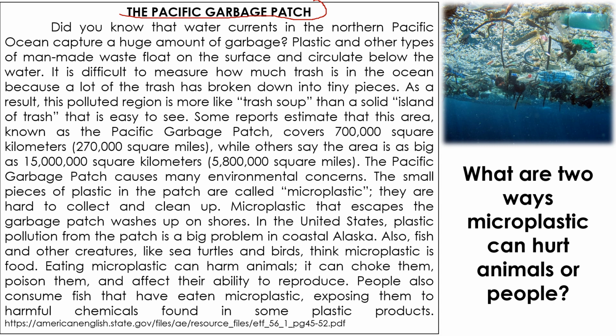Okay, so here we find it. Fish and other creatures like sea turtles and birds think microplastic is food. So they eat the microplastic, and this can choke them and poison them and affect their ability to reproduce. Now for people, when we consume fish, we are also exposed to the harmful chemicals found in some plastic products. So guys, while I was looking for the answer to this question, I am not reading every word. I am just letting my eyes scuttle across the paragraph.